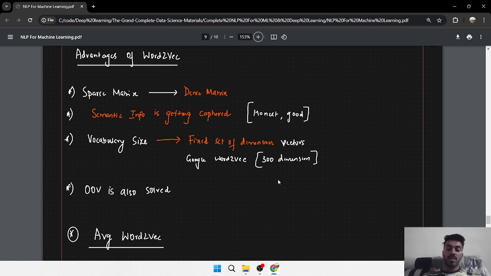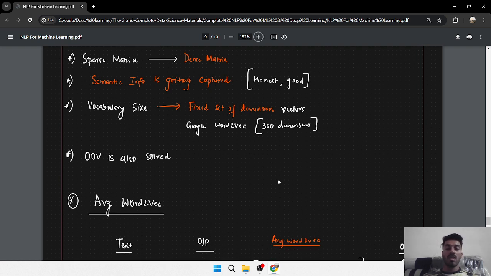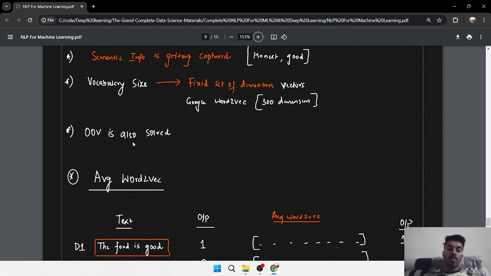Google Word2Vec has 300 dimensions, but nowadays we can see 2480 dimensions. The English dictionary is very large, so our model creates 2480 dimensions so that it will capture good features. Out of vocabulary is also solved.